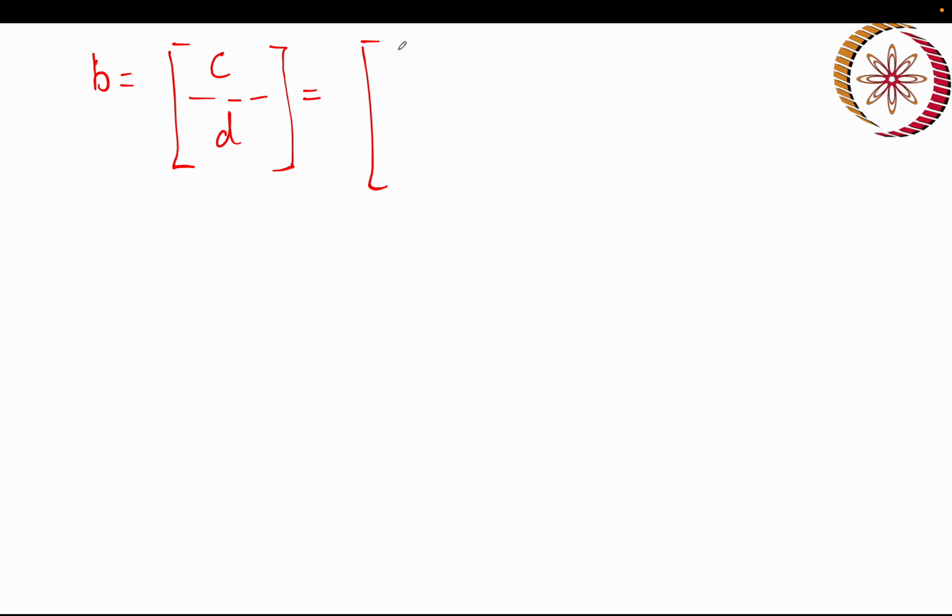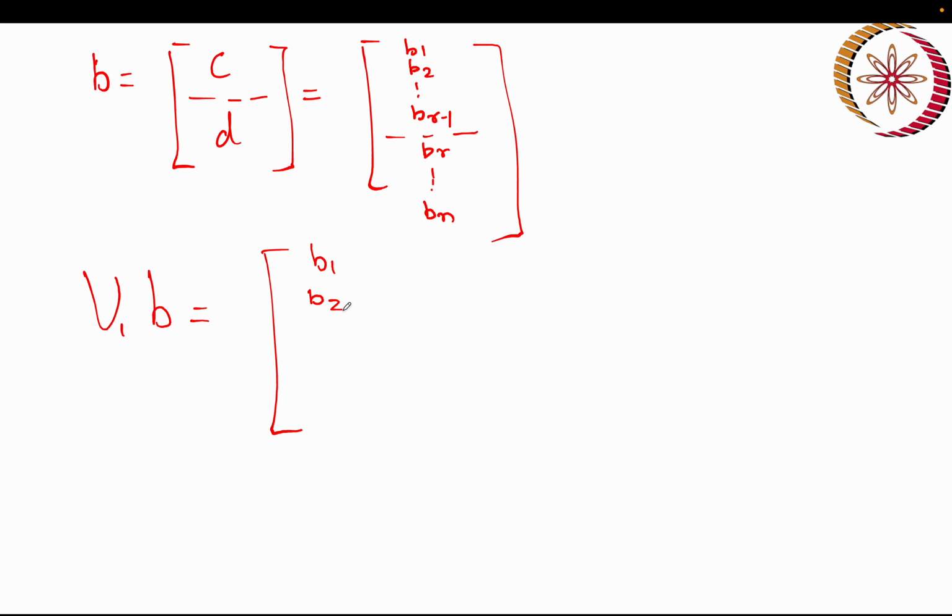So this c part was composed of b1, b2 till br minus 1, and this d was having the part which is below, which is br to bn. We were finding this u1 matrix to multiply with b such that after this multiplication we will get b1, b2, br minus 1. This br will be some alpha, and then after that it will be 0, 0. Okay, so this u1, what we decided to be u.